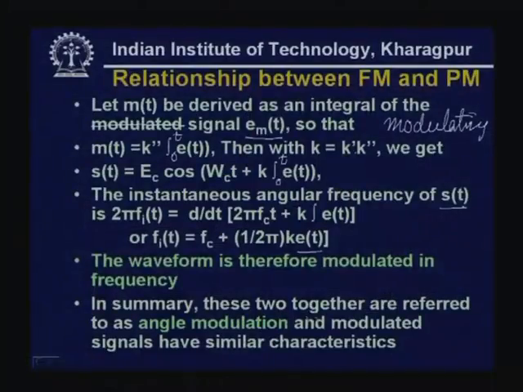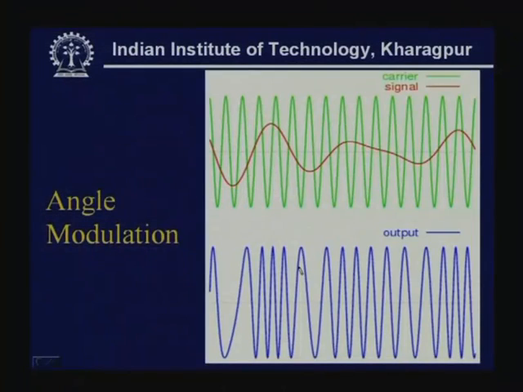In summary, these two together are referred to as angle modulation. In other words, phase modulation, frequency modulation and angle modulation are used interchangeably, because if you look at the waveform, you will not be able to find any distinction. As you can see, this waveform we have obtained by angle modulation. By looking at this, you cannot tell whether it has been obtained by using frequency modulation or by using phase modulation.